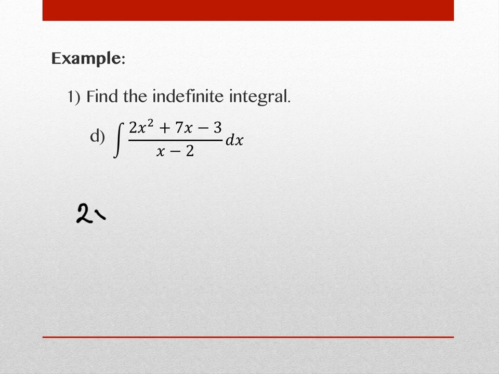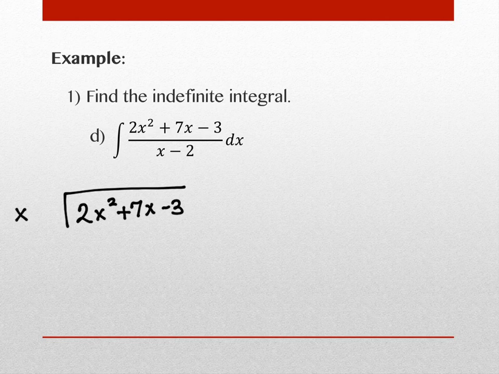We take the numerator and we divide it, put it under a division sign, or as my son would say, it's under the house. The part that's the denominator is on the outside of the house. Right? The division is by x minus 2, and we are dividing 2x squared plus 7x minus 3.